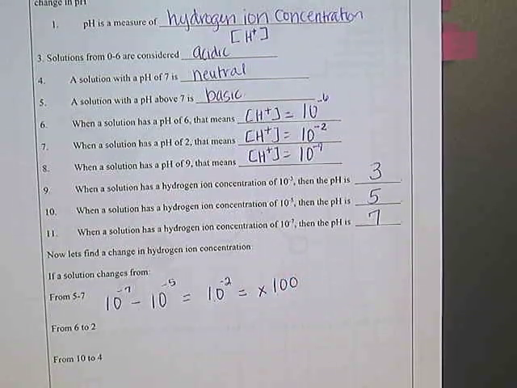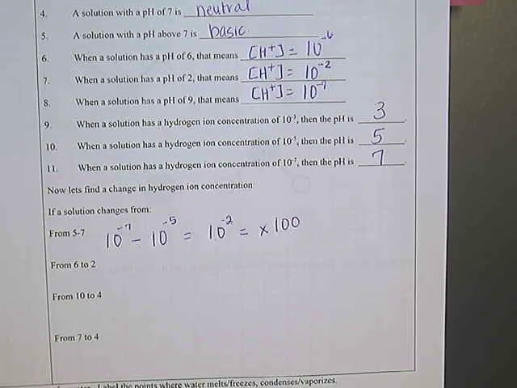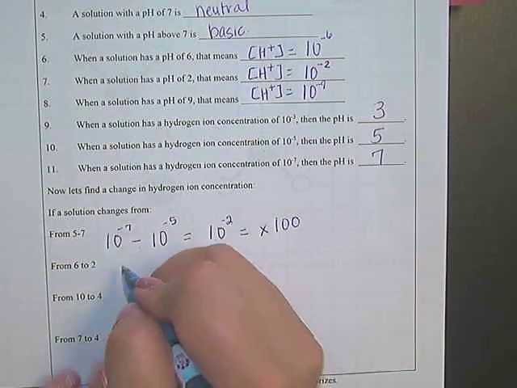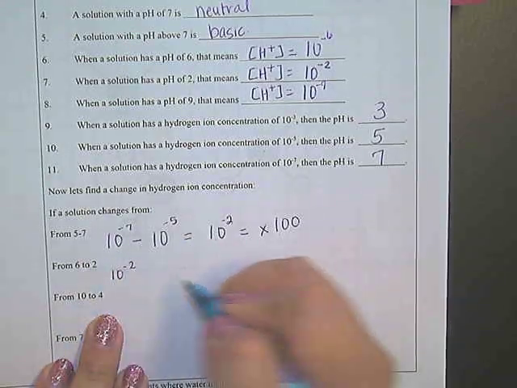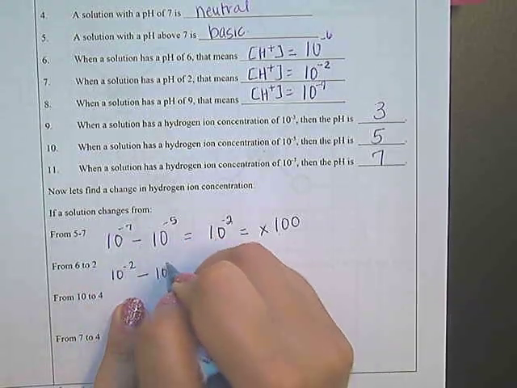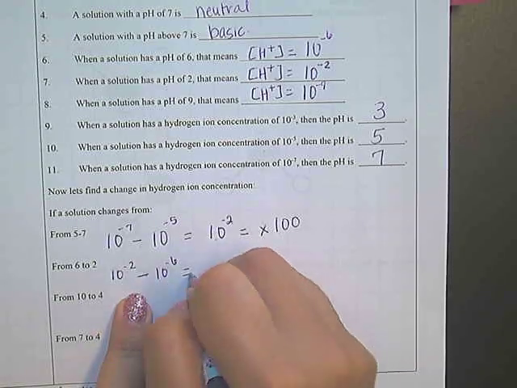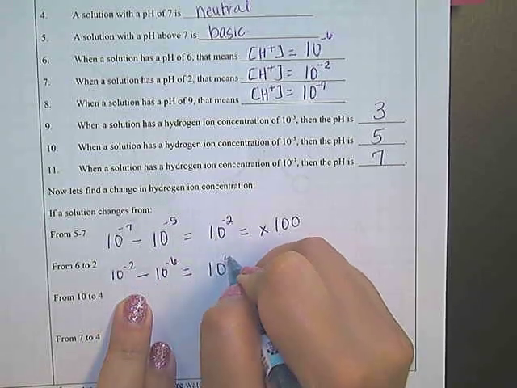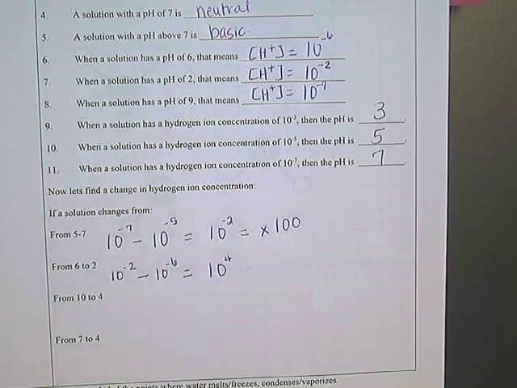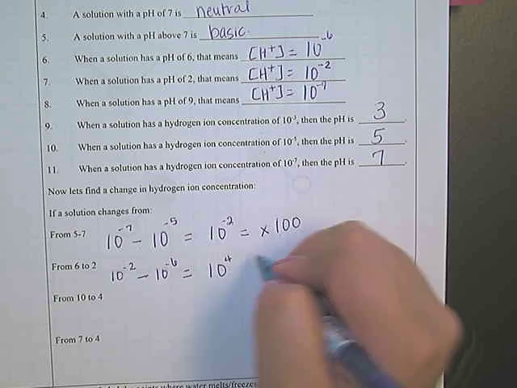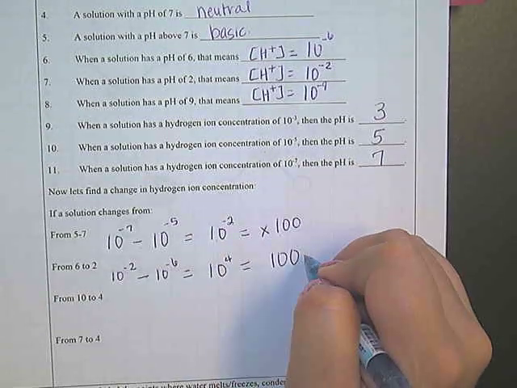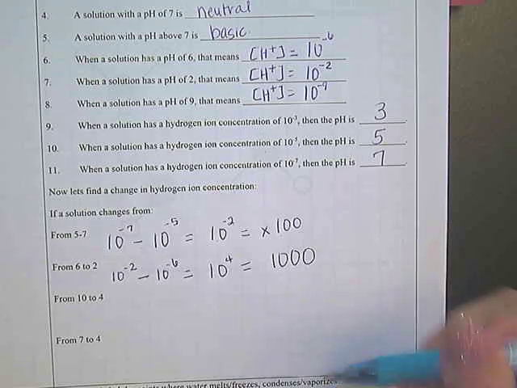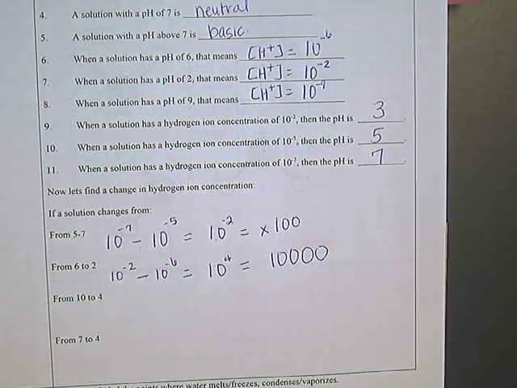Okay? So to go from 6 to 2, we're going to do 10 to the minus 2 to 10 to the minus 6. Again, negative, negative means that this changes by a factor of 10 to the 4. Don't indicate whether or not it's increasing or decreasing. We just want to know by what factor it is changing. So in this case, it would be changing by a factor of 10,000.